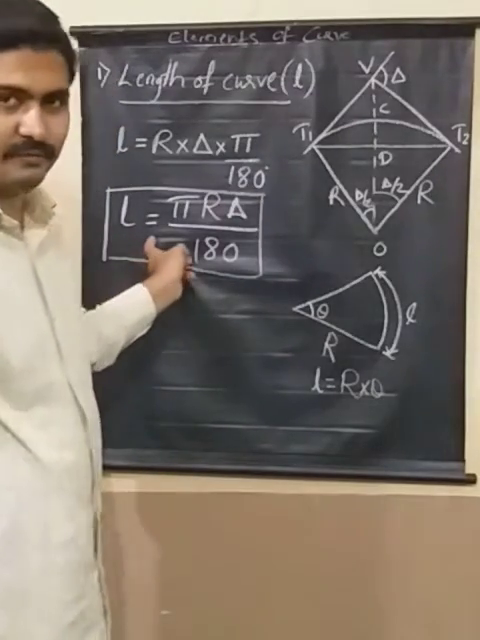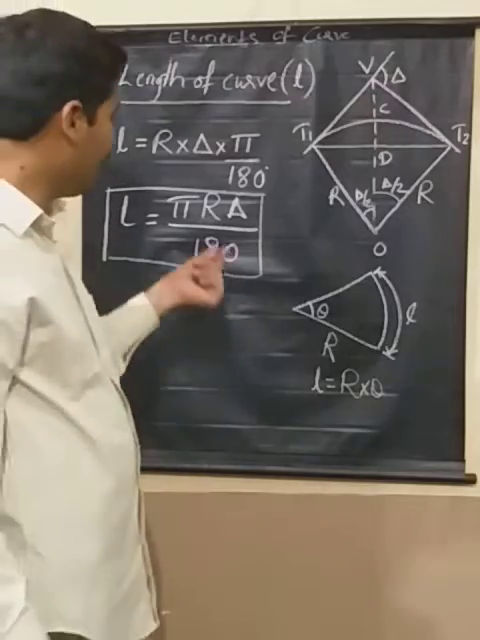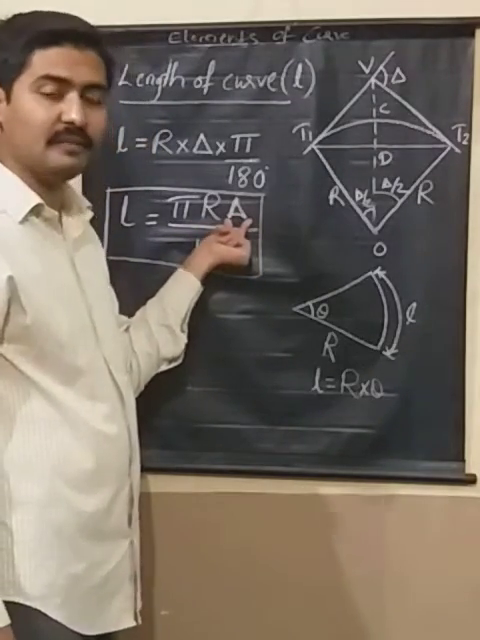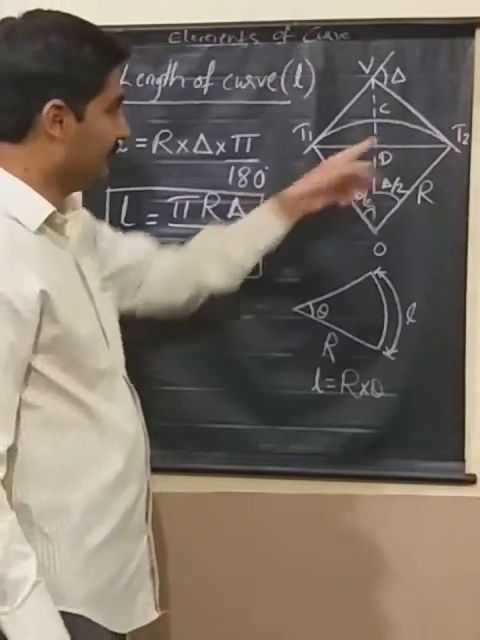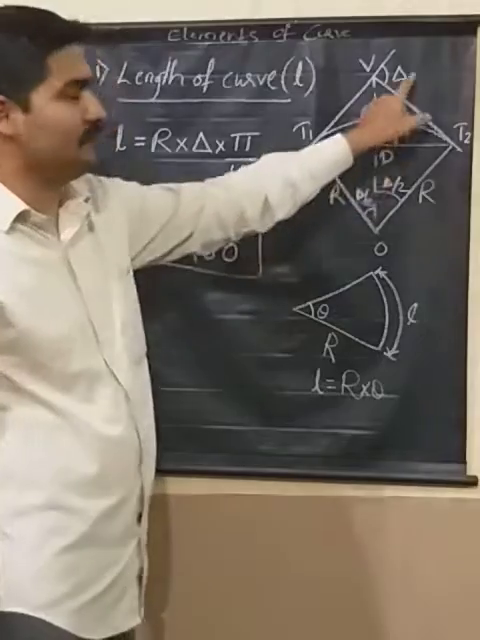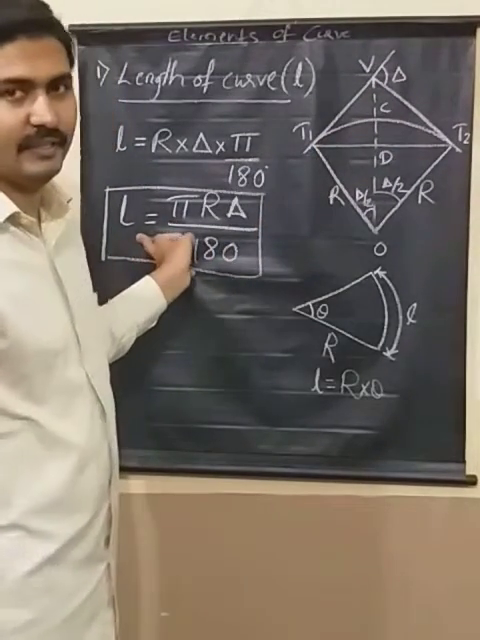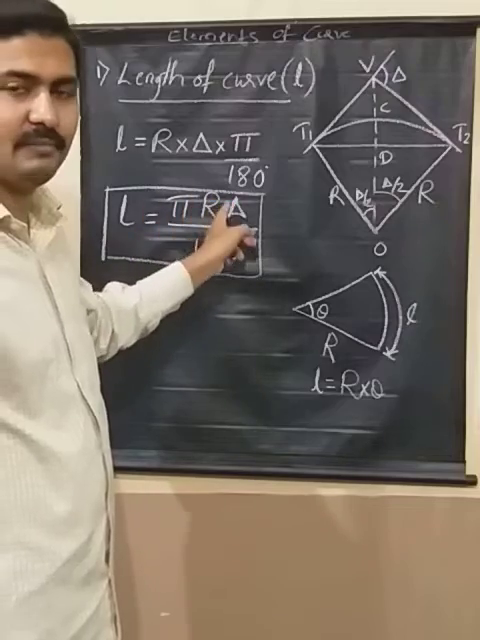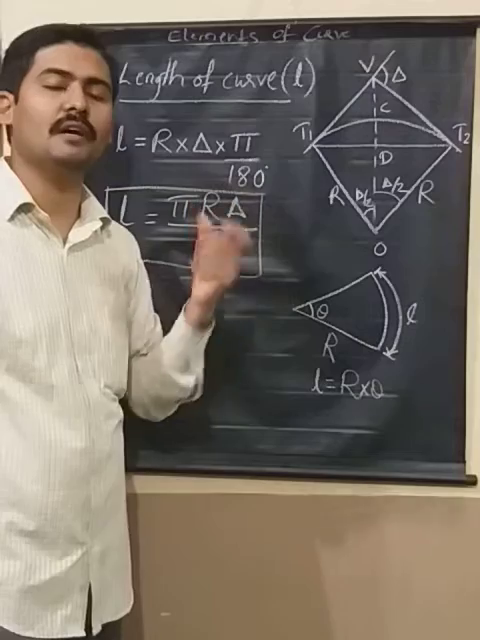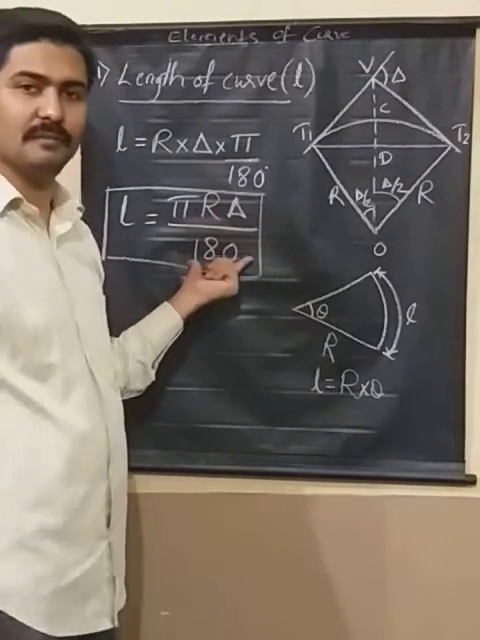So this is the formula which I am going to use to find out the length of the curve. If I know the radius of the curve and the central angle, or the angle of intersection, both are the same, right? Then you can easily get the length of the curve as pi r delta by 180. So this is the first element of the curve, how I am going to get the length. This is the formula for finding the length of the curve.